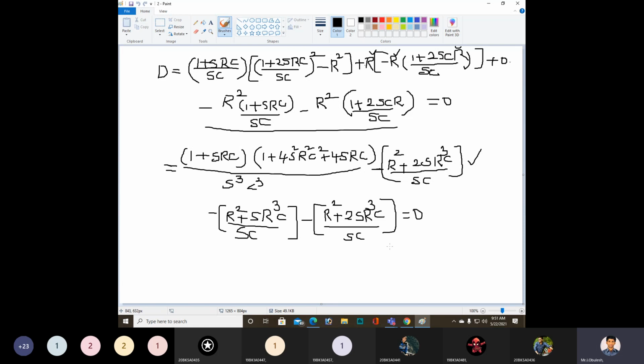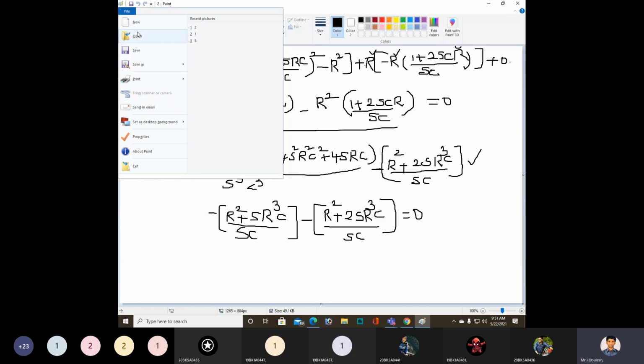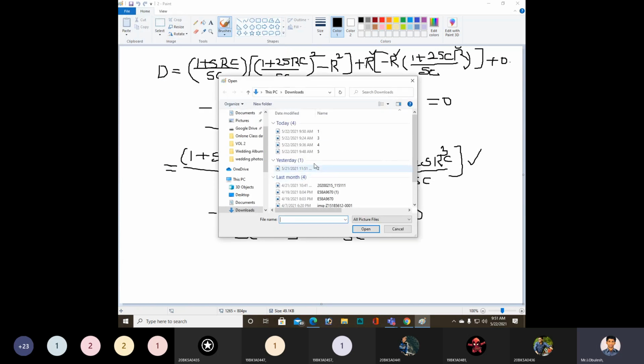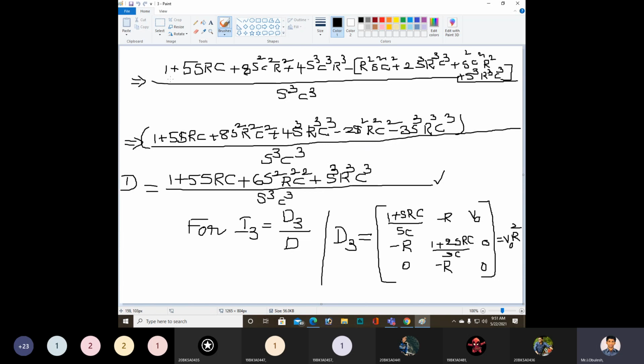Simplify the expression, then we are getting it like this. Okay, after that, this: 1 plus 5 SRC plus 8 S square R square C square plus 4 S cube R cube C cube minus R square S square C square plus 2 S cube R cube C cube plus S square R square C square plus S cube R cube C cube, divided by S cube C cube.